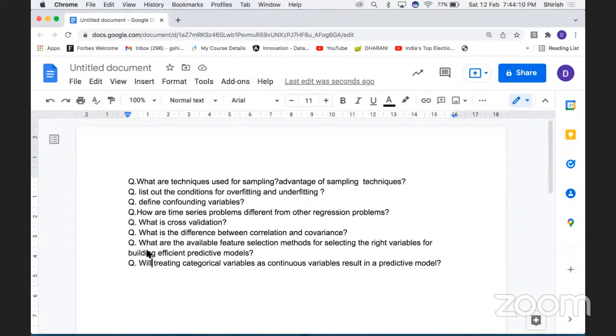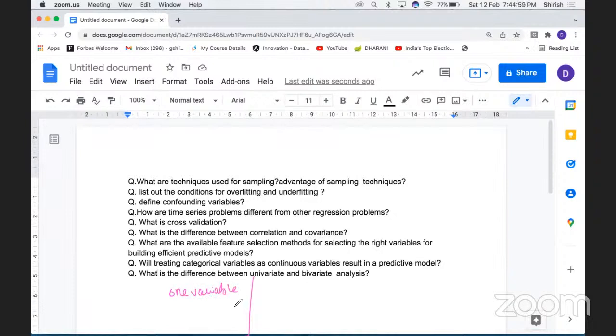Okay, then what is the difference between univariate and bivariate analysis? So univariate is a data analysis where you are only looking at one variable at a time. Bivariate analysis deals with the statistical study of two variables at a time, right? And if the analysis deals with more than two variables, you call it multivariate.